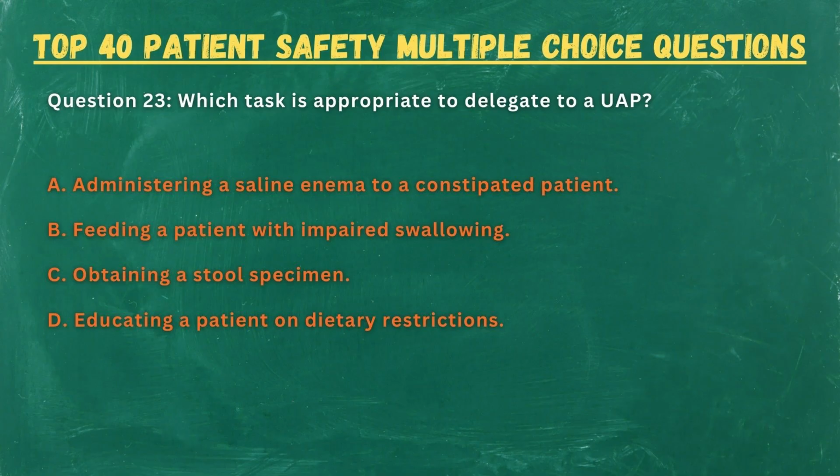Question 23. Which task is appropriate to delegate to a UAP? A. Administering a saline enema to a constipated patient. B. Feeding a patient with impaired swallowing. C. Obtaining a stool specimen. D. Educating a patient on dietary restrictions. Answer: C. Obtaining a stool specimen.